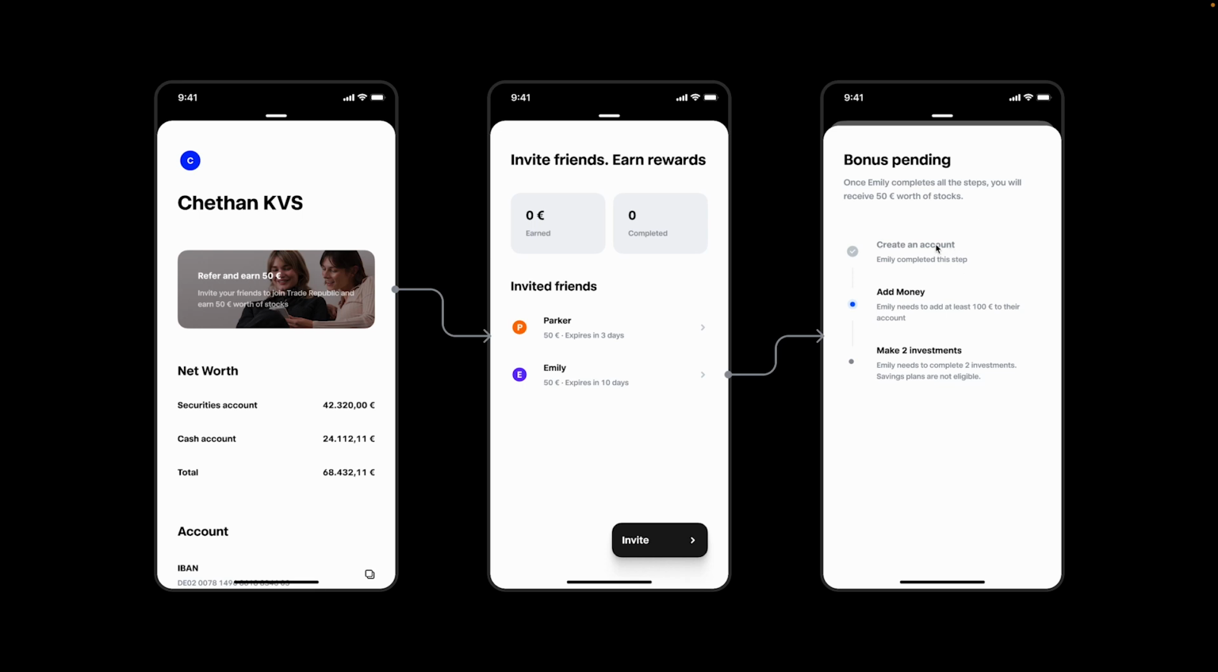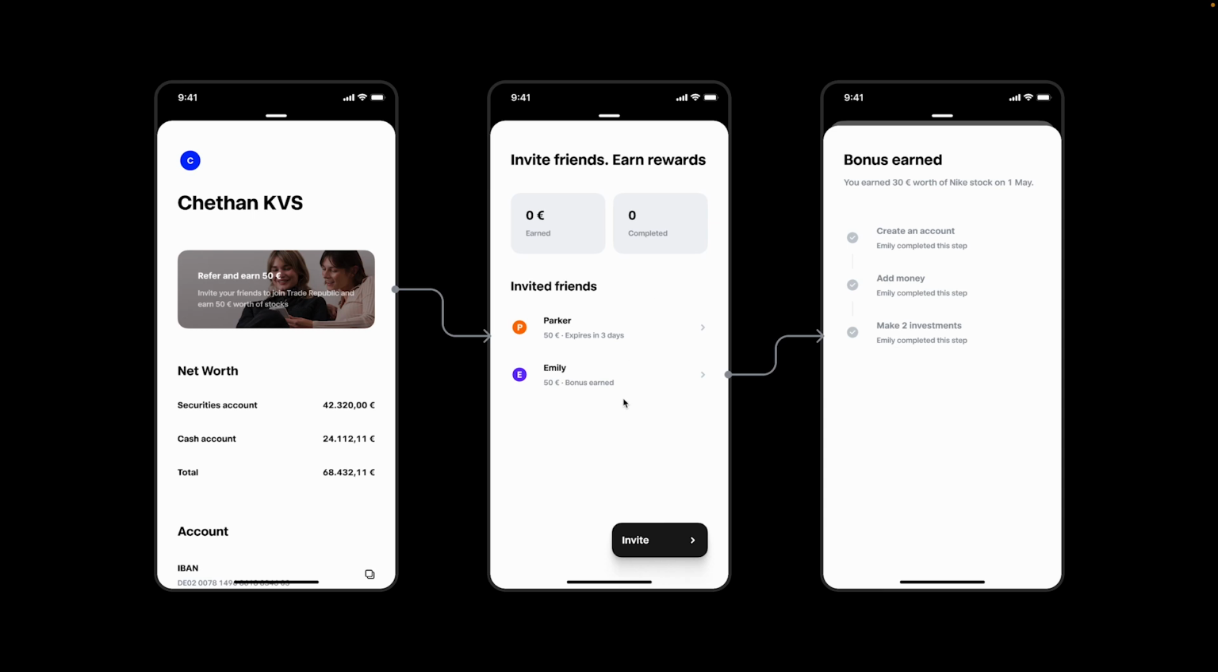And now Emily has completed this step, and she has to complete this step, which is add money and then make 2 investments, right? Now, although this is a small feature, it can have a very big impact. Of course, there are a lot of edge cases. What if I have never referred before, right? What if I have expired, completed, ongoing? How is that screen going to look?